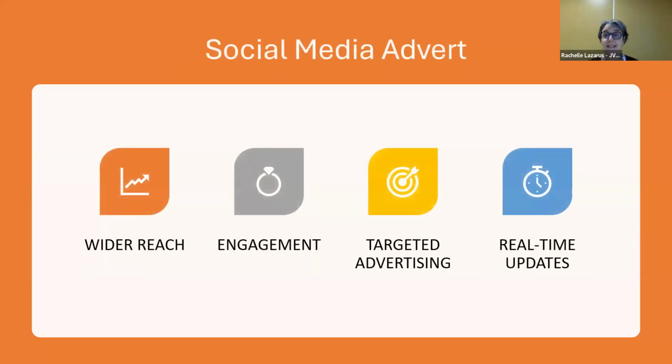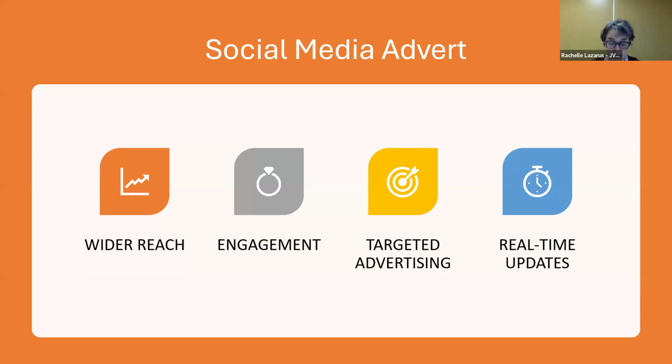Social media has the advantage. Social media platforms can reach a broader and more diverse audience quickly, including those who are looking for volunteer engagement. Social media allows for interactive content such as videos, stories, and live sessions, which can engage potential volunteers much more effectively. You can do targeted advertising on platforms like Facebook and Instagram.